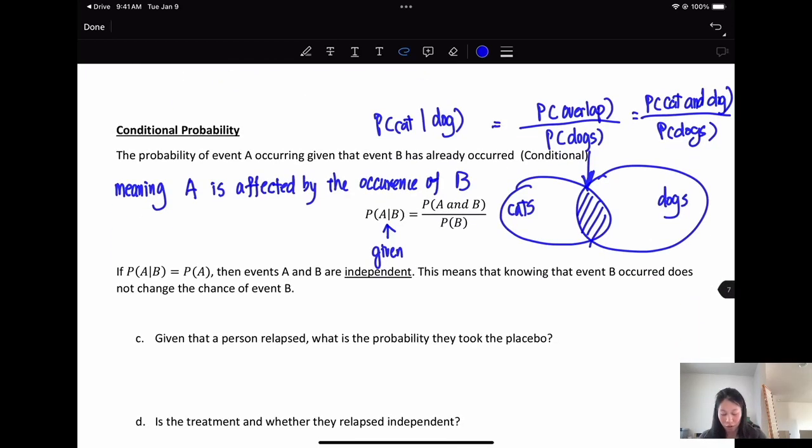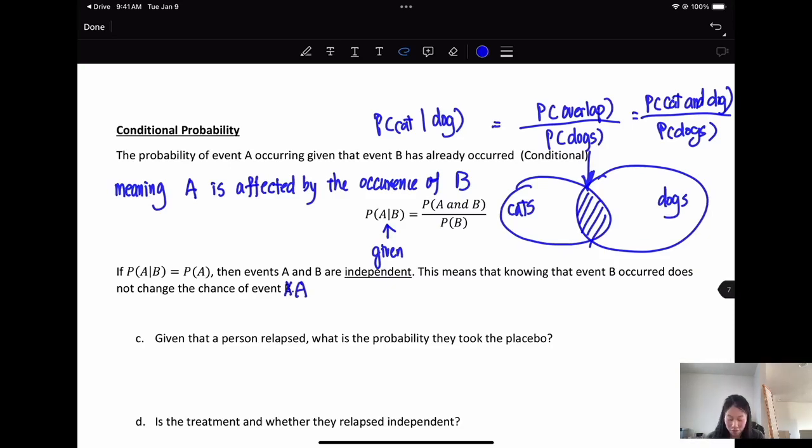Okay, so if P(A given B) equals P(A), then the events A and B are independent. Remember what an independent event is? An independent event means that the occurrence of event B does not change the chance of the occurrence of event A.